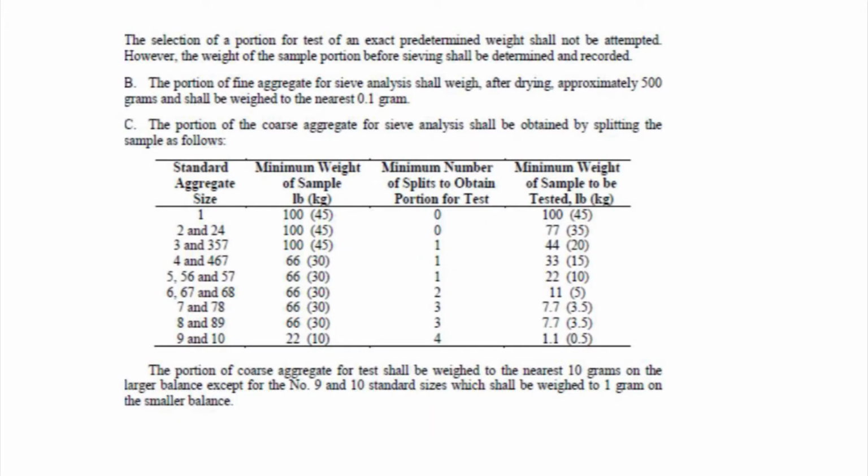In this chart, what is the minimum field sample needed for a number 57 aggregate? If you said 66 pounds, you are correct. A number 57 must be split at least one time to obtain a minimum test sample size of 22 pounds. Remember, there is no maximum field sample size requirement. If in doubt, sample more than you think you will need.